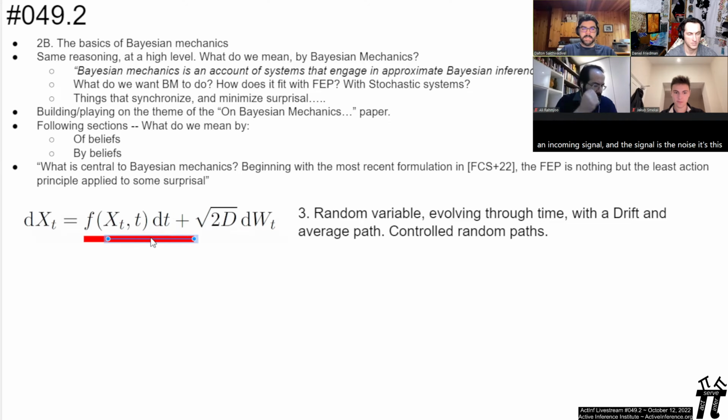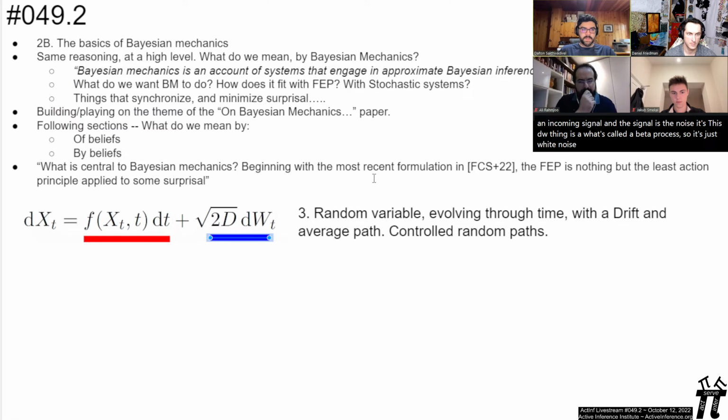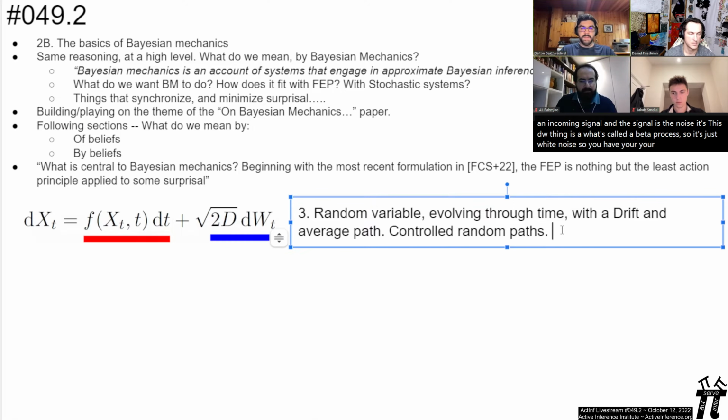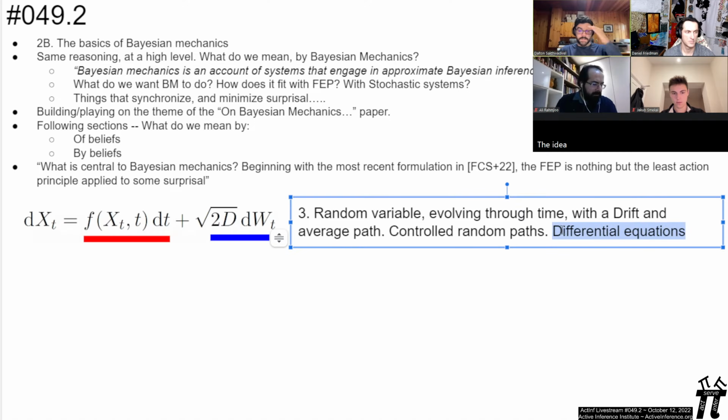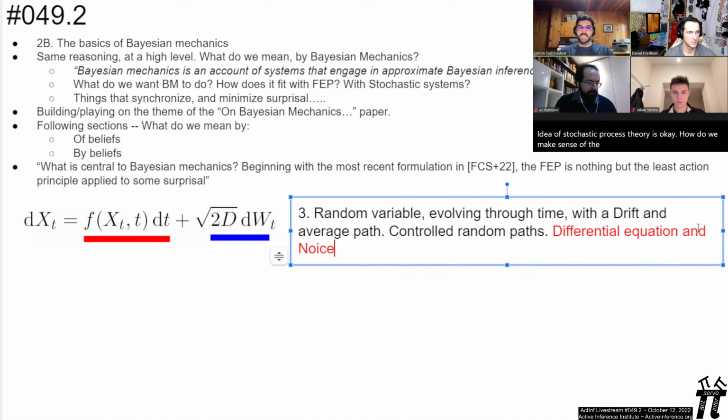It's this dW thing, what's called a Wiener process. So it's just white noise. So you have your differential equation, and then you have some kind of random signal coming into it. The idea of stochastic process theory is, okay, how do we make sense of the kind of equation that we're looking at here? And in particular, there are a couple of ways of making sense of it.